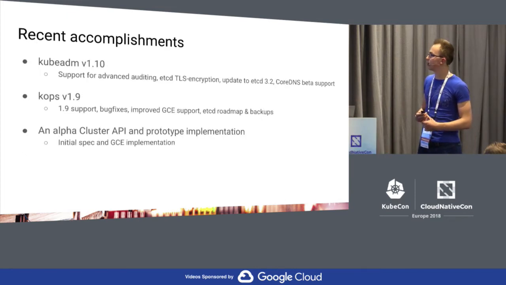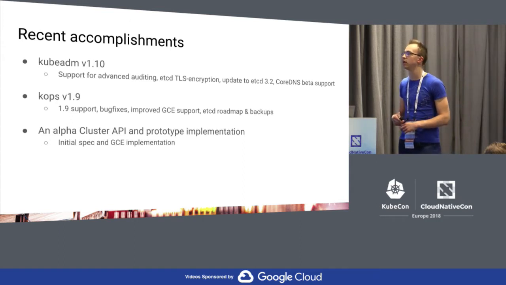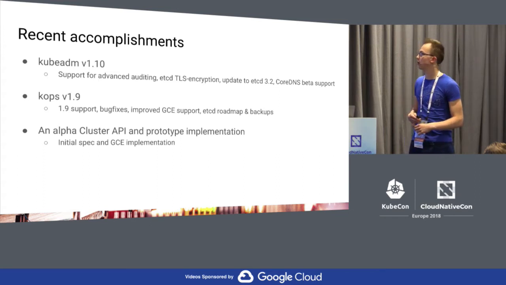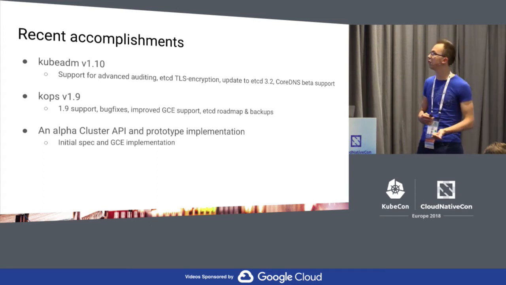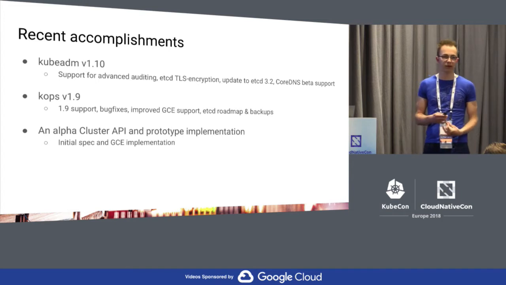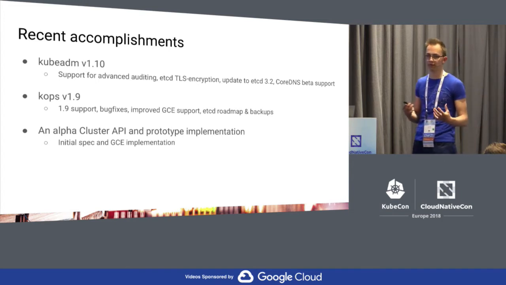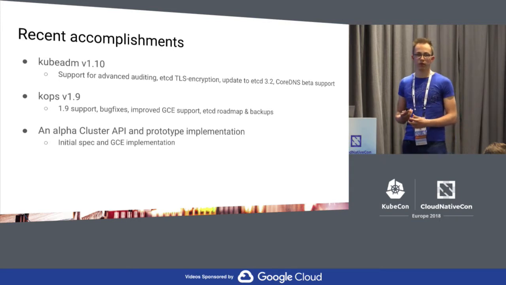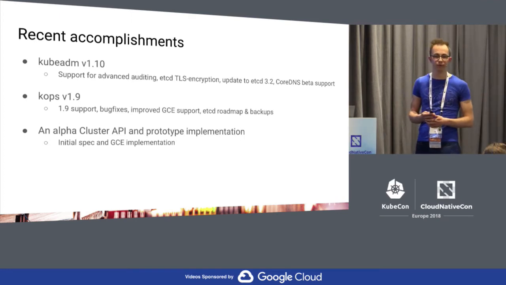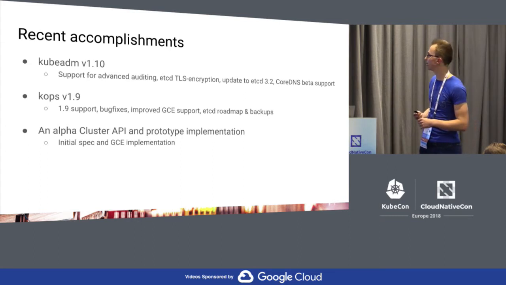So recently Kubernetes 1.10 was released, and with that, kubeadm as well, as part of the release process. That gave us support for advanced auditing, TLS encryption for the local etcd on the master, and an update to etcd 3.2 as part of the rest of Kubernetes. And CoreDNS graduated to beta, so now it's available. You can run kubeadm init with the feature gate CoreDNS true, and it should work.